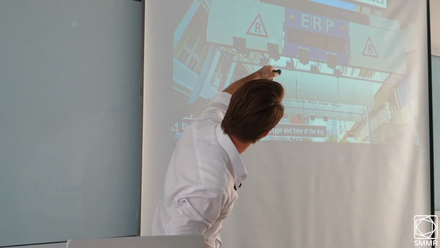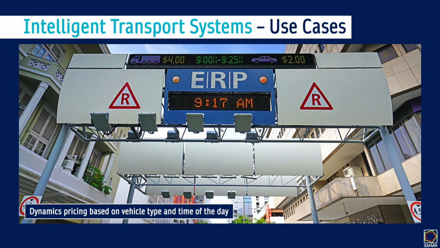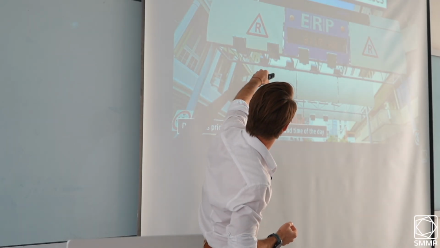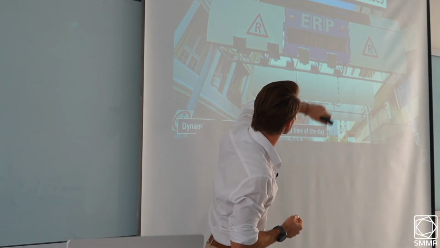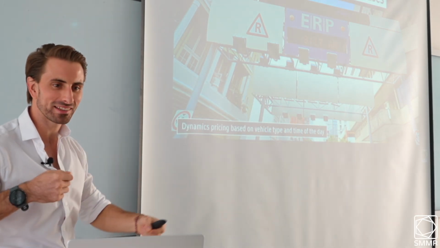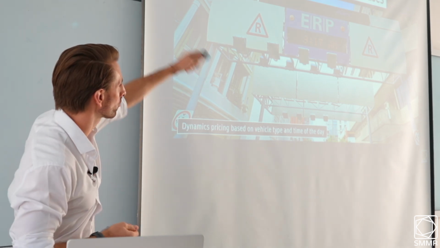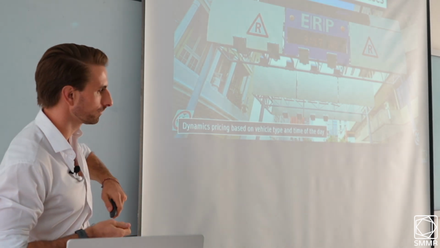And you can't really see it here, but the price you pay is also dynamic. During peak hour, it's more expensive, so you're less inclined to drive during peak hour, which makes the peak hour less congested. And you also pay a different price for different vehicle types. So trucks pay more than cars, and motorbikes pay less than cars. So it's using pricing to influence driving behavior. So it's quite an interesting setup.